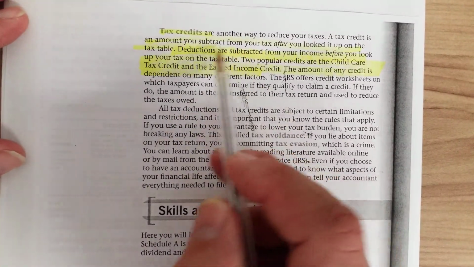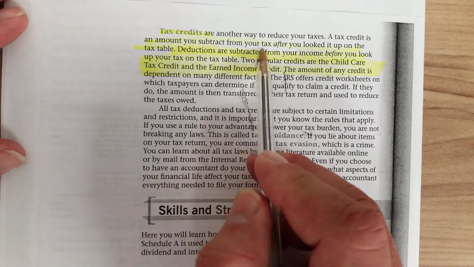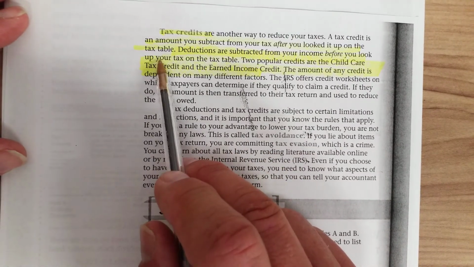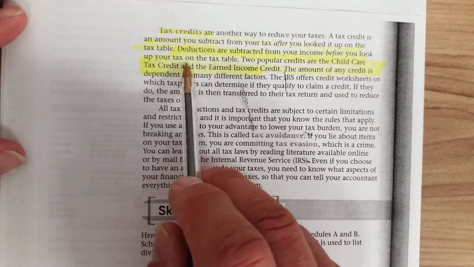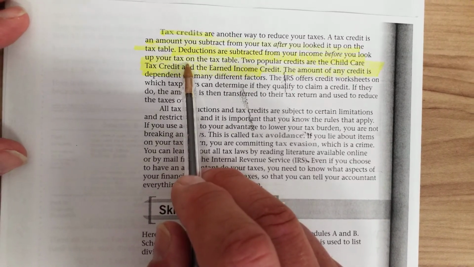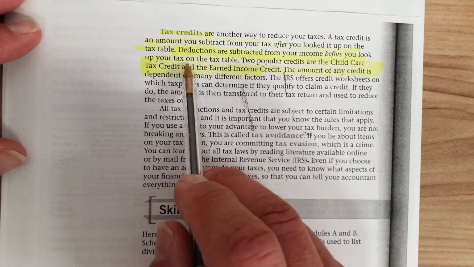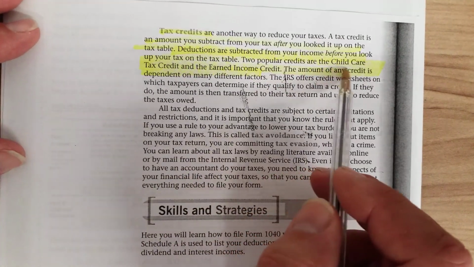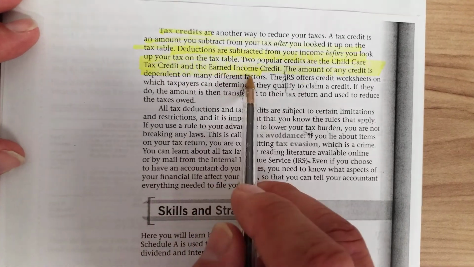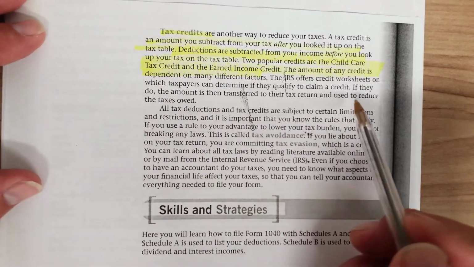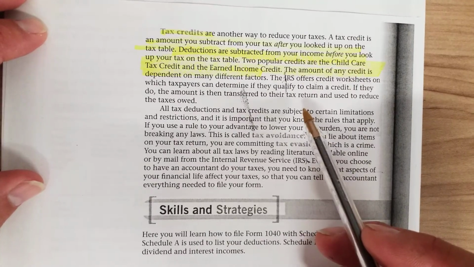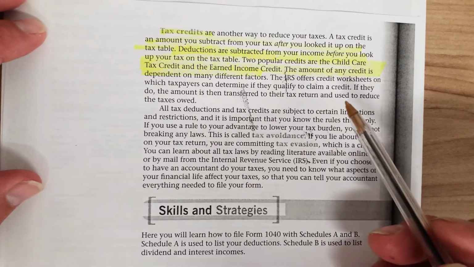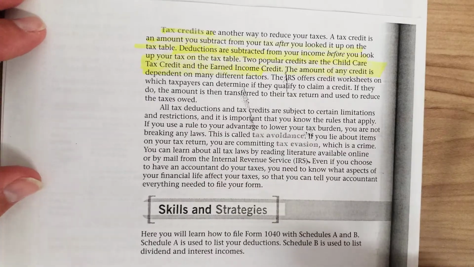Okay, so a tax credit is an amount you subtract from your taxes after you've looked it up on the tax table. Deductions are subtracted from your income before you look it up on your tax table. So those deductions, that list that we just had, those were some of the deductions. But then there are also some tax credits. Two popular credits are the child care tax credit and the earned income credit. The amount of any credit is always dependent on different factors, but those are listed and figured out a lot of times on those schedules.